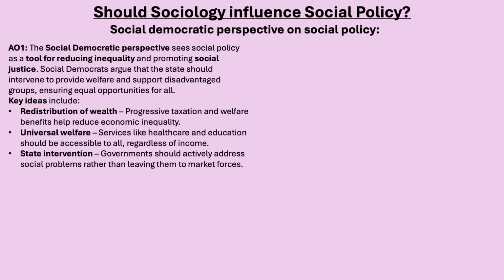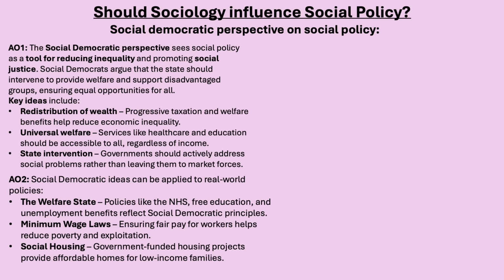Social democrats argue that the state should intervene to provide welfare and support disadvantaged groups, ensuring equal opportunity for all. So key ideas include redistribution of wealth, progressive taxation and welfare benefits to help reduce economic inequality. Universal welfare services like healthcare and education should be accessible to all, regardless of a person's income. And state intervention: governments should actively address social problems rather than leave them to market forces.